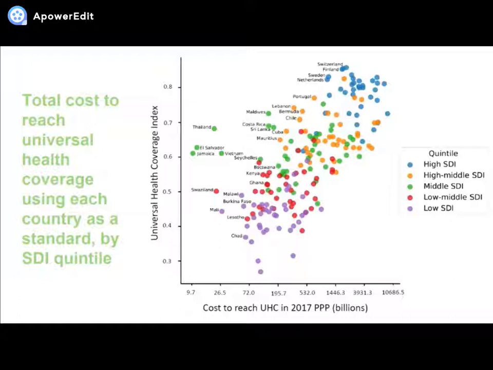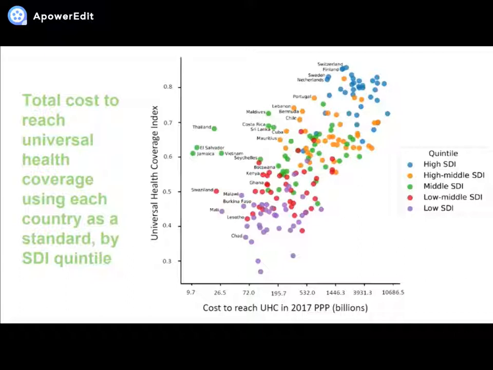So the countries that we think are interesting are the ones that form the frontier in the upper left corner. So for Chad, if we use the standard of Chad for the entire world, this would be the estimate of the cost to reach that. But we wouldn't recommend that we use Chad as the standard for the rest of the world. We'd recommend something like Thailand or Maldives or Lebanon.